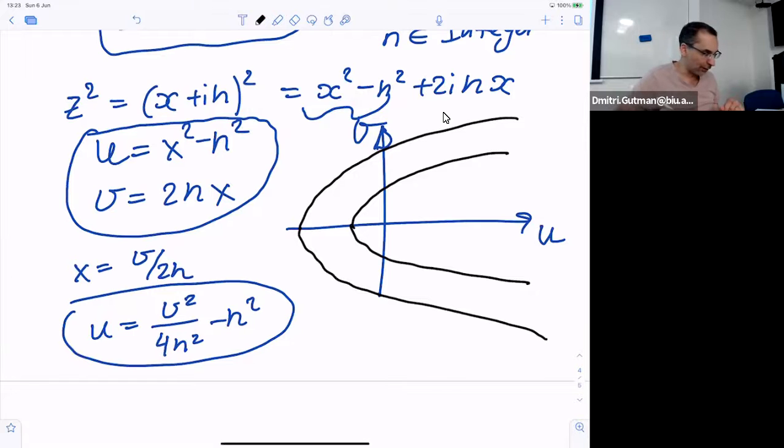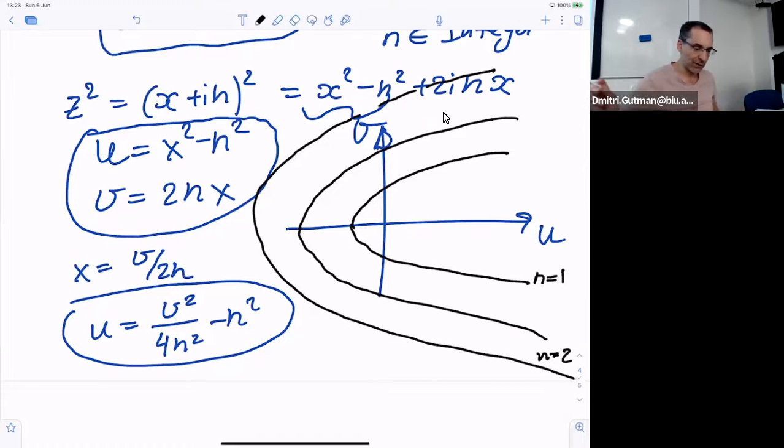This is for n equal 1. This would be for n equal 2. And there'll be the next parabola going there, for n equal 3 and so on. So these are black lines under the conformal transformation z squared. And now we need to repeat the same exercise for green lines.